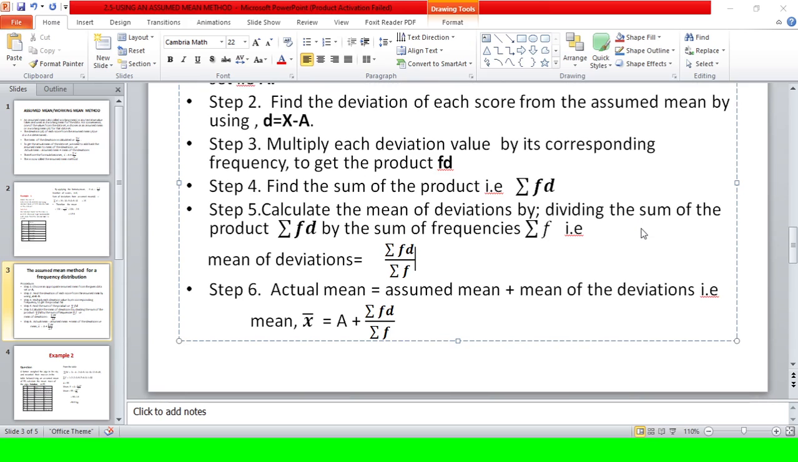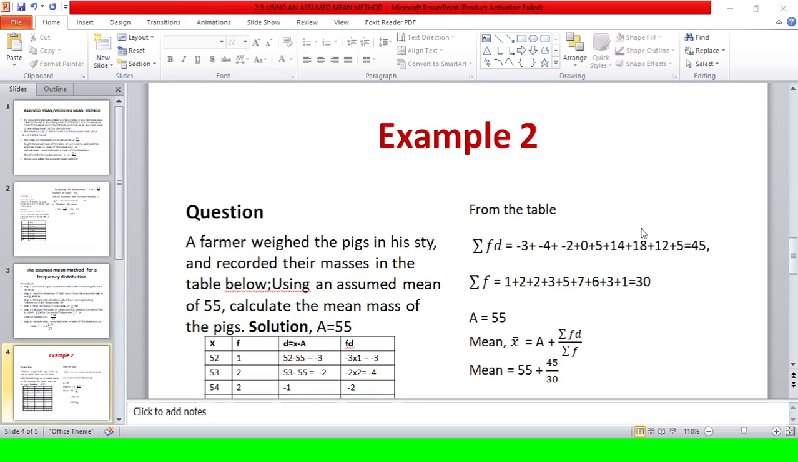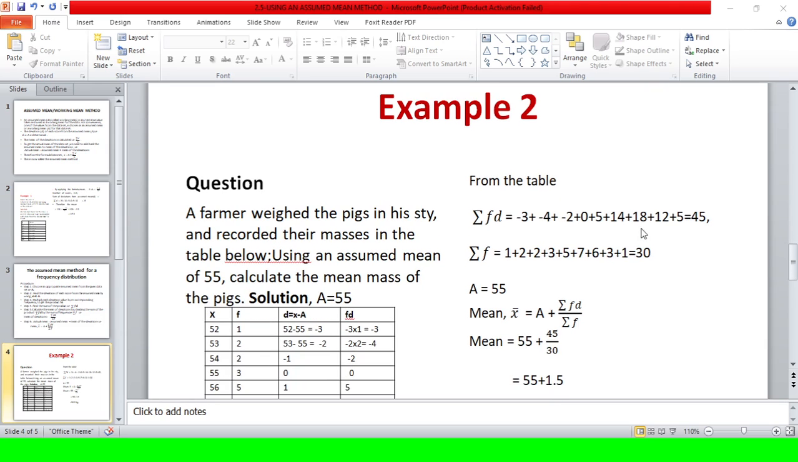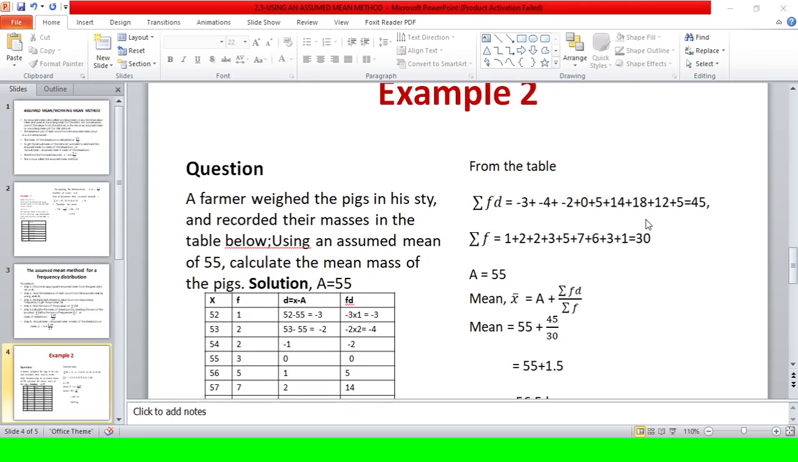To take the point home, we look at example 2. Question: a farmer weighed the pigs in his sty and recorded their masses in the table below. Using an assumed mean of 55, calculate the mean mass of the pigs. Solution of this problem: the assumed mean A is given as 55.